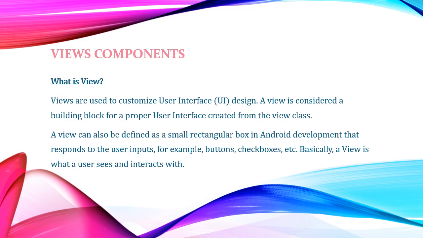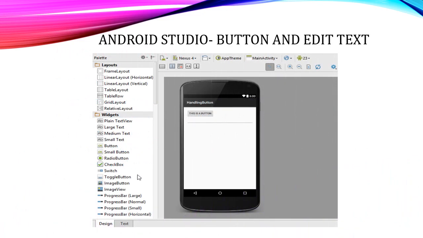So the view. What is a view? Views are used to customize user interface design. A view can be considered a building block for a proper user interface, created from the View class. A view can also be defined as a small rectangular box in Android development that responds to user inputs, for example, buttons, checkbox, etc. So basically a view is what a user sees and interacts with. Now we know what a view is. And this image represents the view, which also contains the button and edit texts.